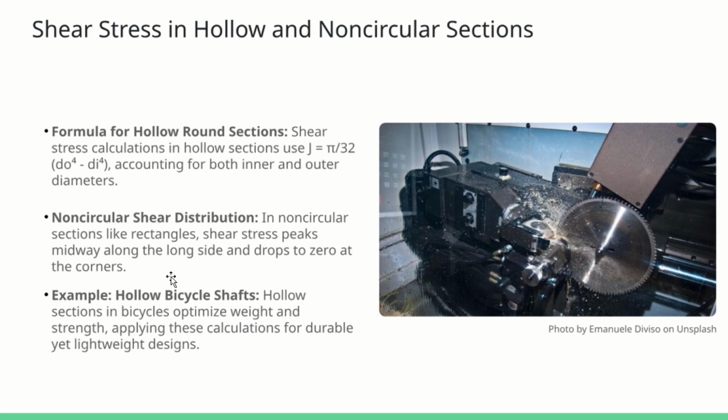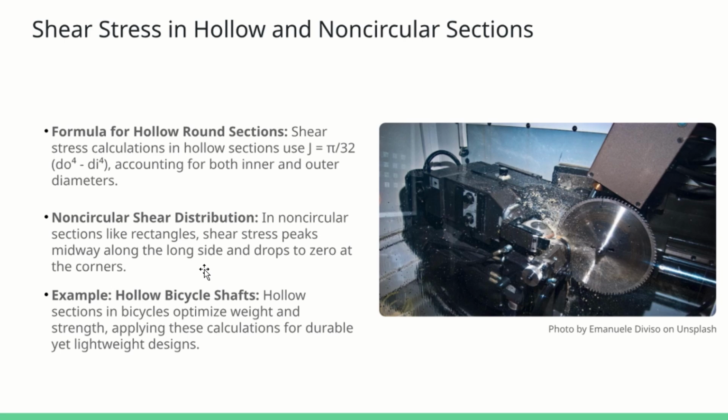Non-circular shear distribution in non-circular sections like rectangles: shear stress peaks midway along the long side and drops to zero at the corners. An example is the hollow bicycle shaft. The hollow section in a bicycle optimizes weight and strength, applying this calculation for a durable yet lightweight design. So you may think that a solid bar is strong.